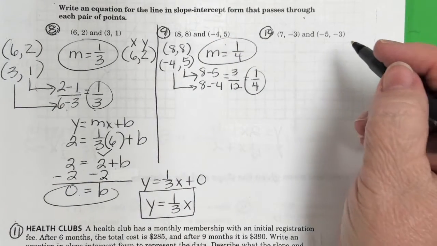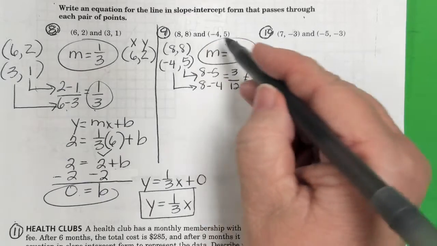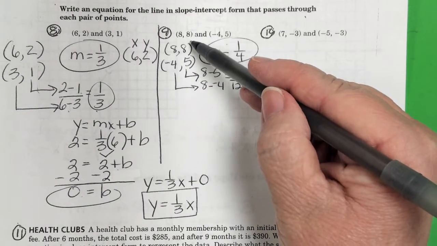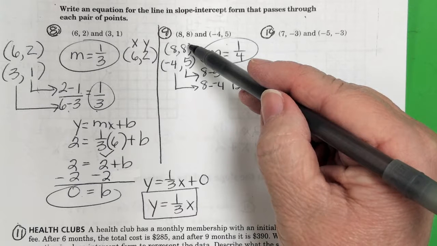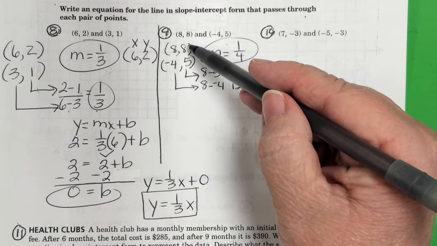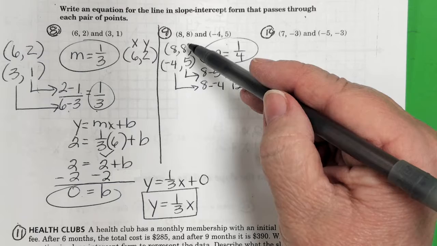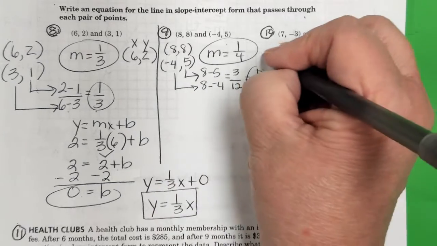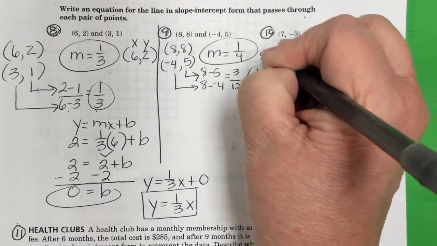Now we've got to pick a point. Either one of these points will work. I would suggest picking 8, 8, only because x is 8 and y is 8. You can't accidentally plug them in the wrong place. So 8, 8 is the point we're going to use.